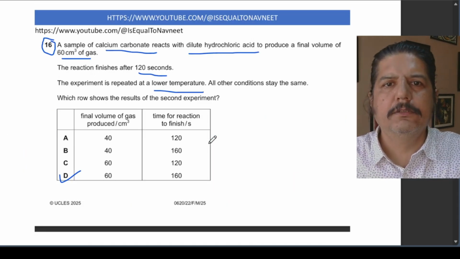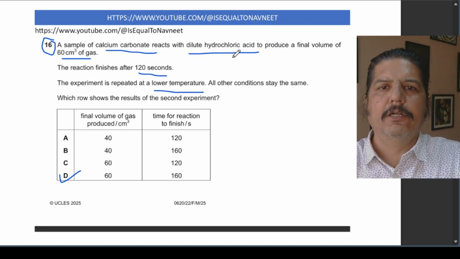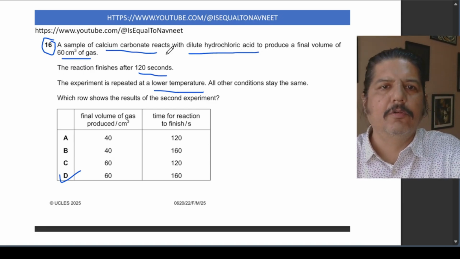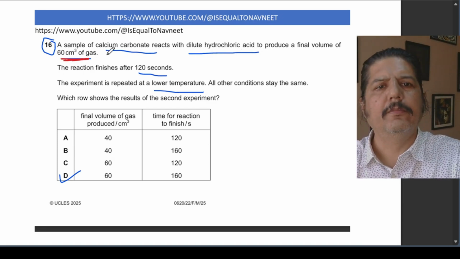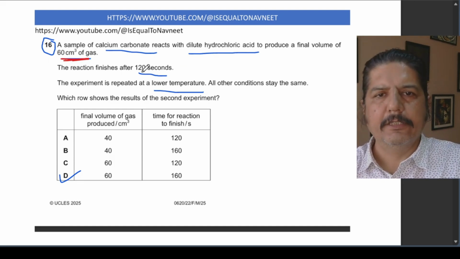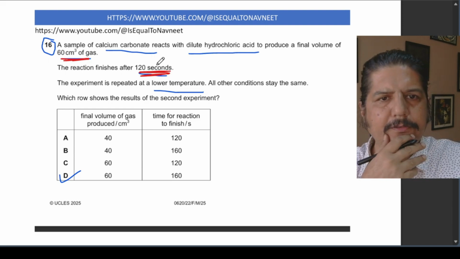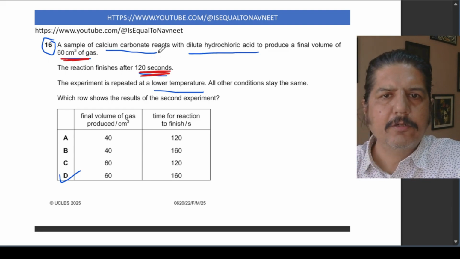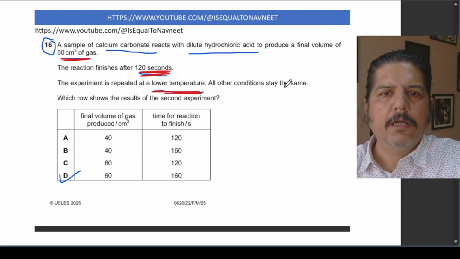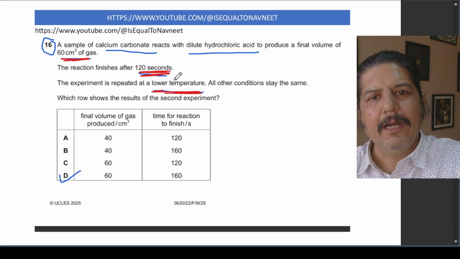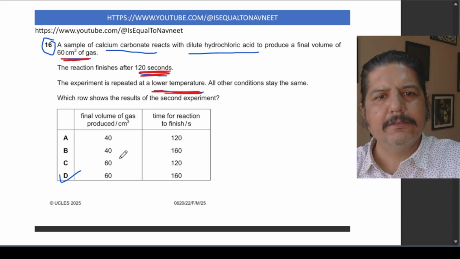So if you look at this question, a sample of calcium carbonate reacts with dilute HCl to produce a final volume of 60 centimeter cube of gas. The reaction takes place in 120 seconds. So this reaction gets over in 120 seconds. The experiment is repeated at lower temperature. Now, at lower temperature, the volume of gas which is produced would remain 60 centimeter cube. That won't change.